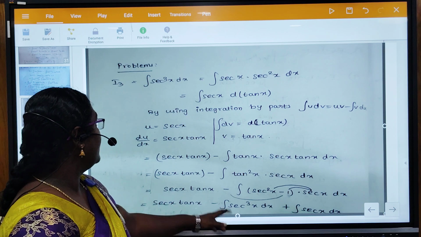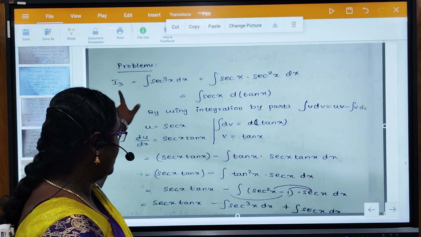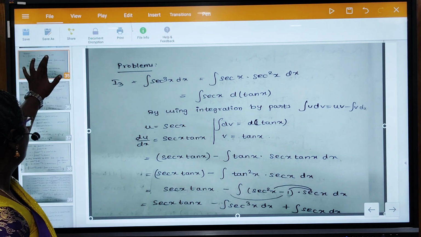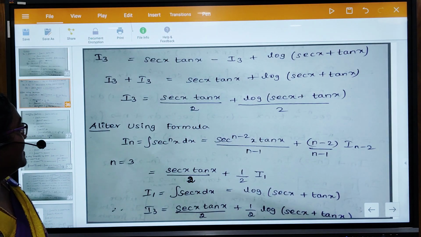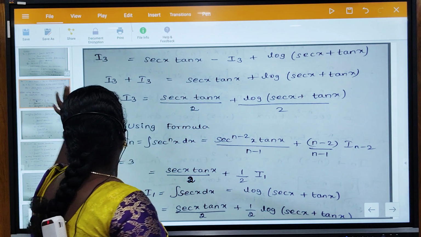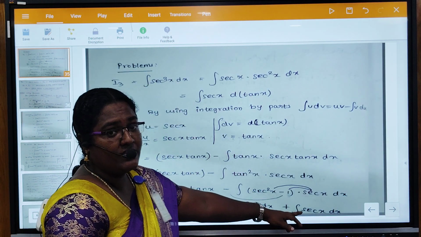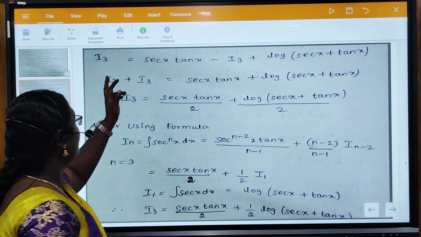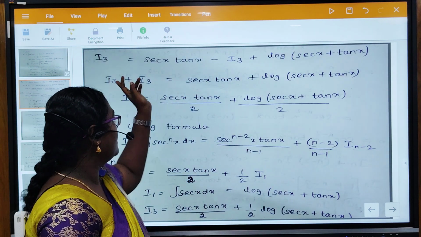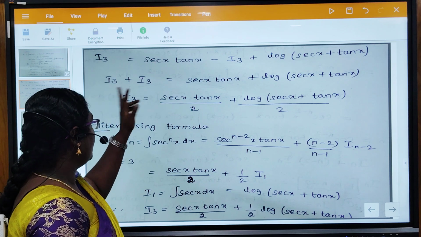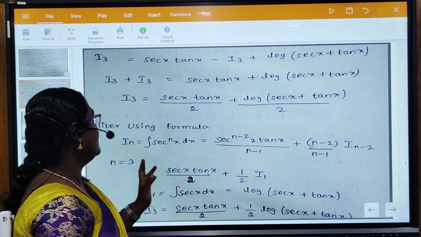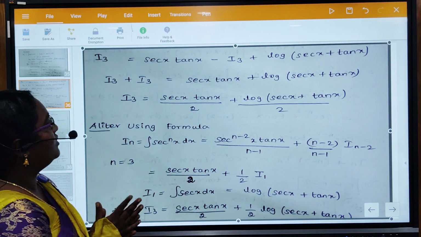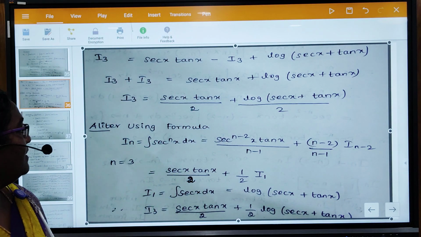So what is secant cube x dx? Again we are getting the same integral which is in the question. It is I3. And the integration of secant x is log of secant x plus tan x. So when this I3 comes to this side, minus I3 becomes plus I3, and we will be having all these terms. I3 plus I3 is 2 I3, so that 2 goes to the other side. This is the form which we have written.